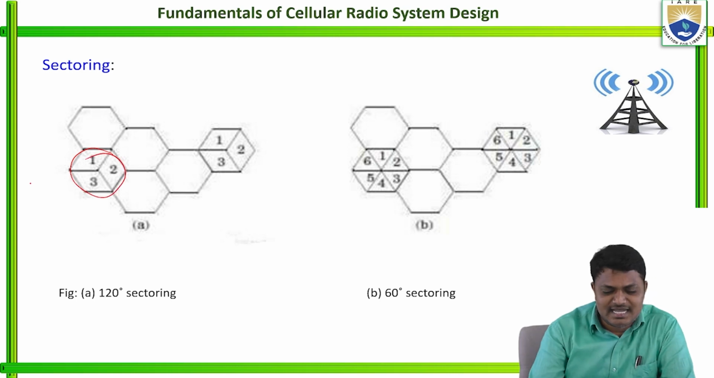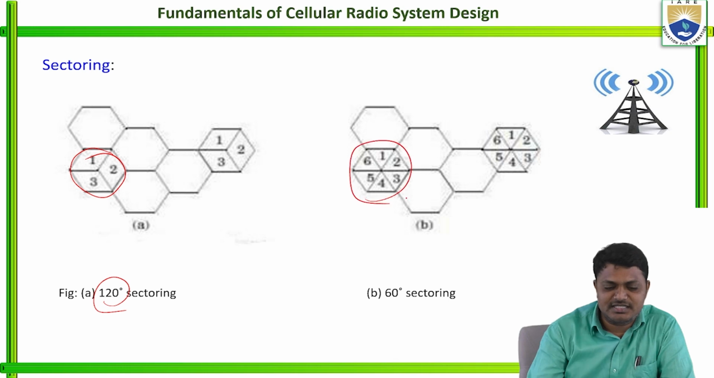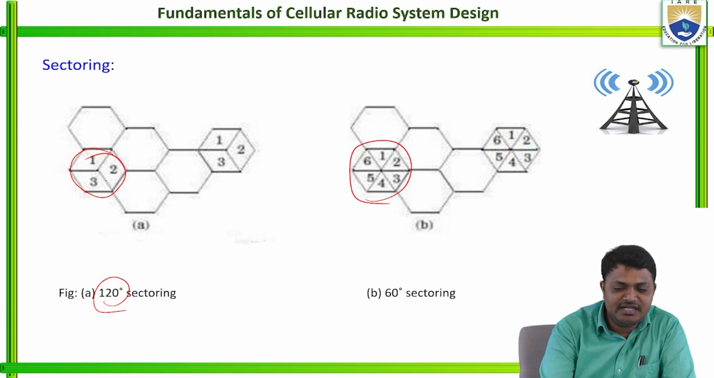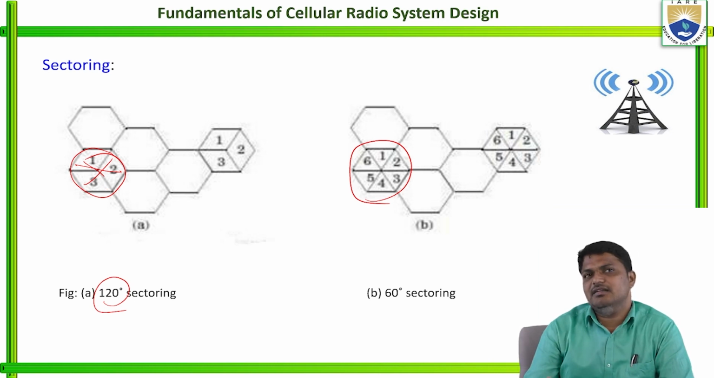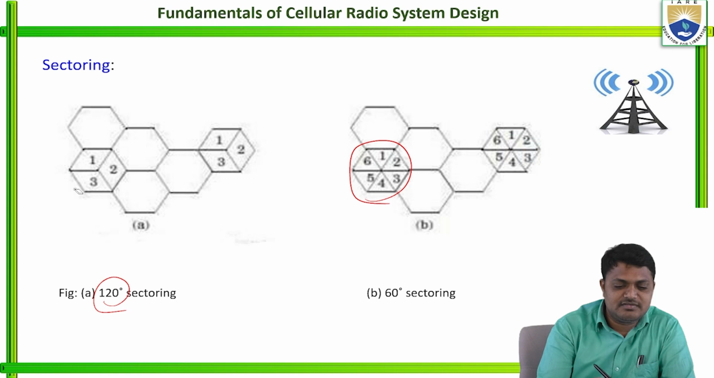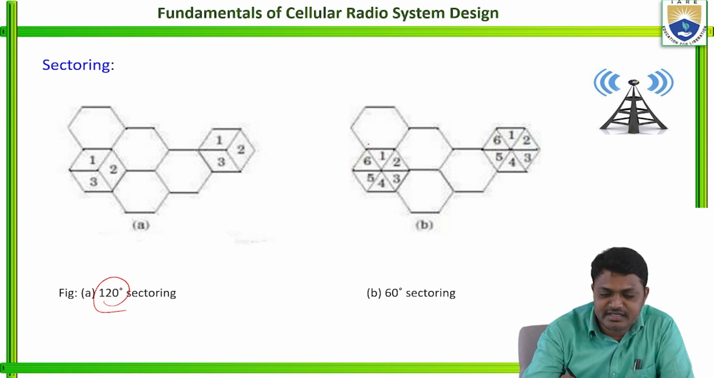Here 6 cells are formed, in the form of 120 degrees, and here it is 60 degrees. So here we are dividing the 3 into 6 parts. This is the sectoring. The best example, see the image here. This is the sectoring here. This is 120 degree and this is 60 degrees. So we are dividing like this.